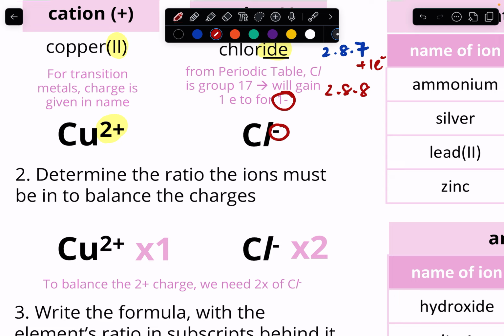Now that I have written down the formulas of the ions, let's determine the ratio that they must exist in to balance the charges. So recall for ionic bonding, we also talk about balancing the charges when we draw the dot and cross diagram. So here I have the cation is 2+ and the anion is 1-. So for the charges to balance, I need to multiply the anion by 2.